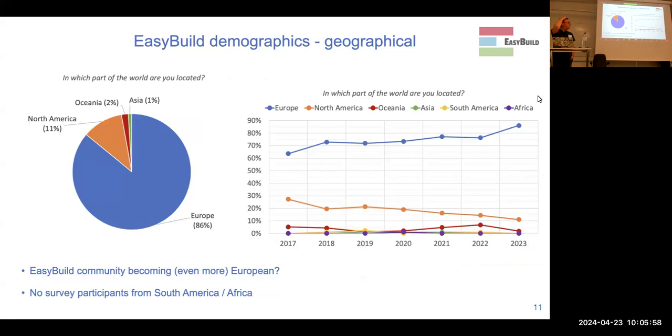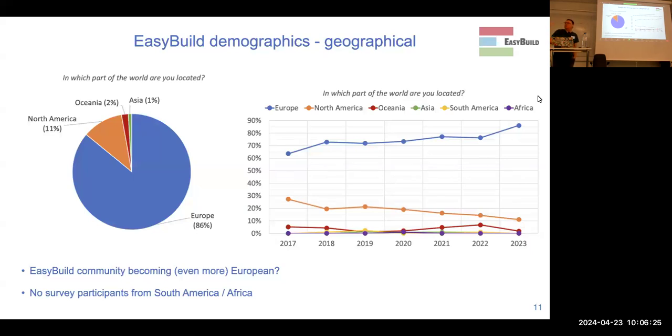Where are people geographically? Also no surprise here, mostly in Europe, a little bit more than 10% in North America. What is interesting here, and I don't want to overly interpret this, but the European part is going up. Is EasyBuild becoming more European than it already is? Are people in the US moving more towards Spack? I don't know. Maybe I'm over-interpreting here, but it is interesting that it is going up. We'll have to see next year.